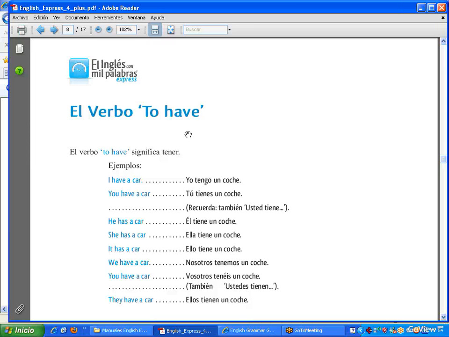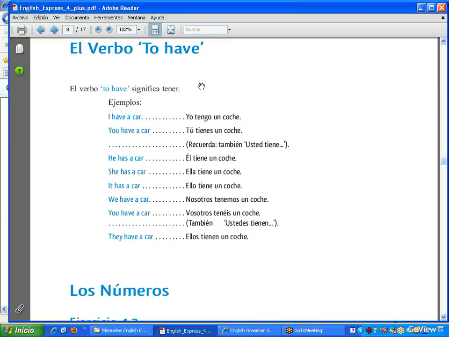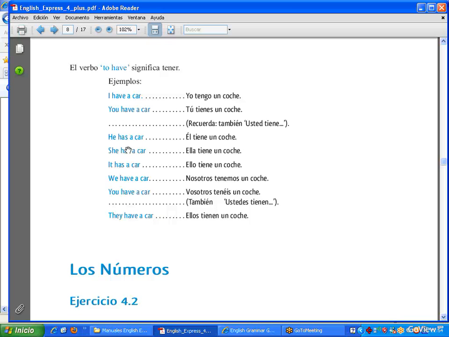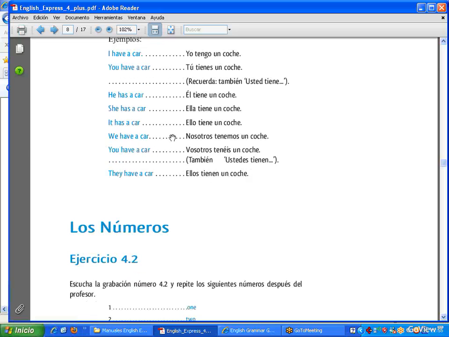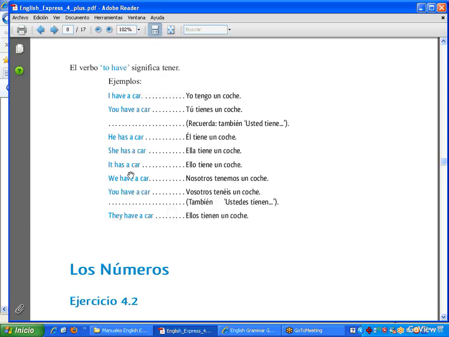To have, meaning tener. So we have I have, you have, but third person singular changes to has. He has, she has, and it has. It has. We have a car, you have a car, they have. So like all English verbs, third person singular is different. Let's look at the verb to have.